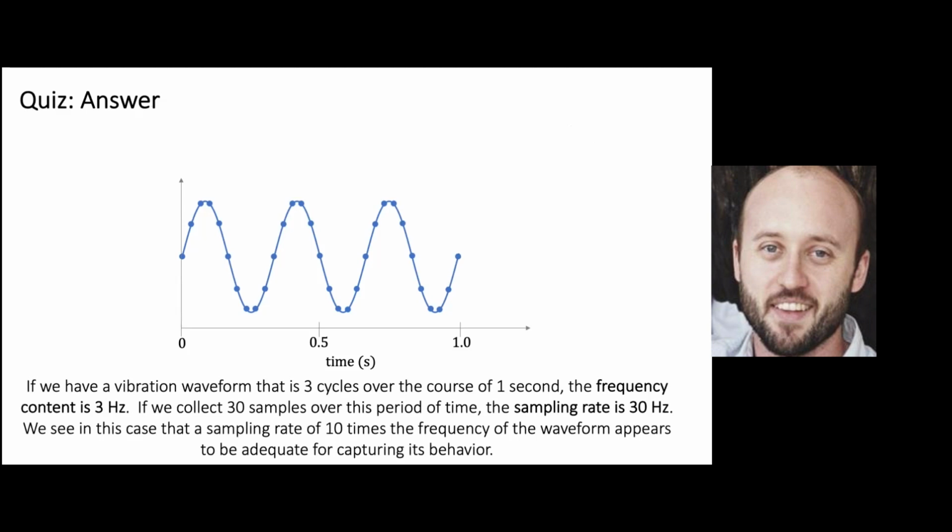So if we were monitoring a system and we saw this waveform, we would know that it has frequency content of 3 hertz. We also see that over the course of this 1 second, we're collecting 30 data points. So 30 data points divided by 1 second is 30 hertz, or 30 samples per second. So what we see in this example is that we're sampling the data much faster than the waveform is oscillating. So the waveform itself has content of 3 hertz, but we're actually sampling it at 30 hertz because we want to capture all of that motion in the waveform.